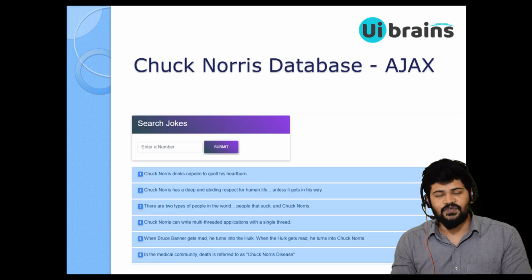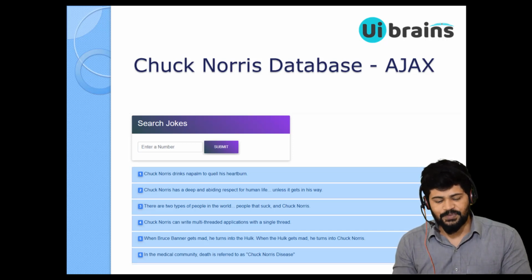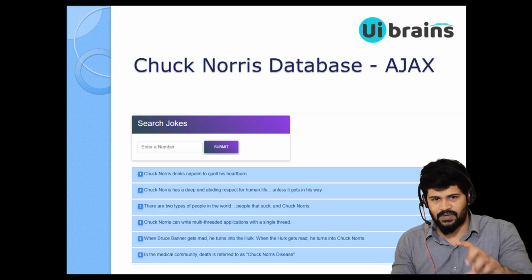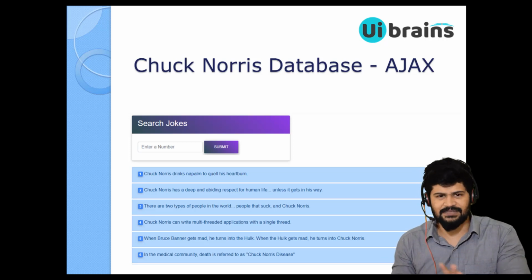And then we also see a simple example on the Chuck Norris database. This is actually a jokes database, which contains a set of jokes. So we can search for how many jokes you want. You can just click on enter. It fetches the required number of jokes and displays them. It's a very simple application.